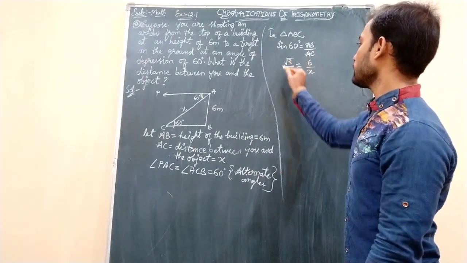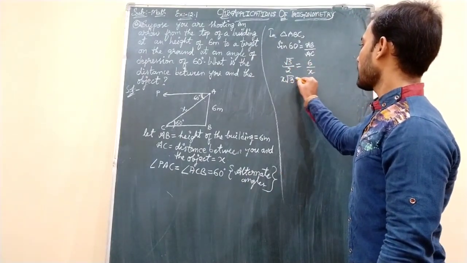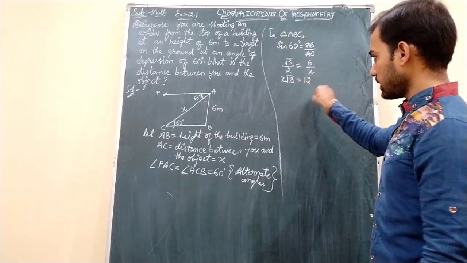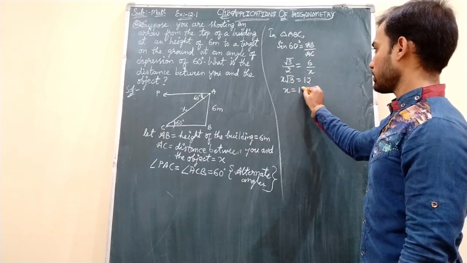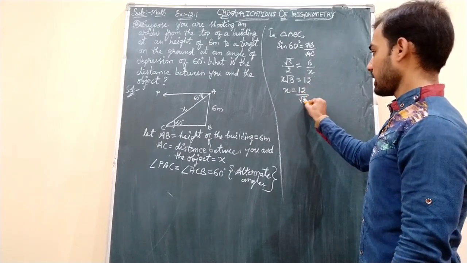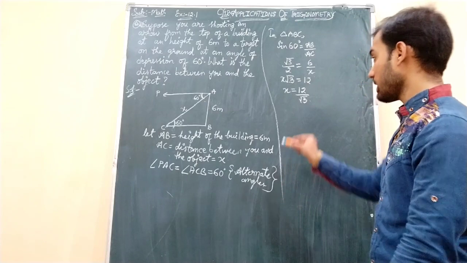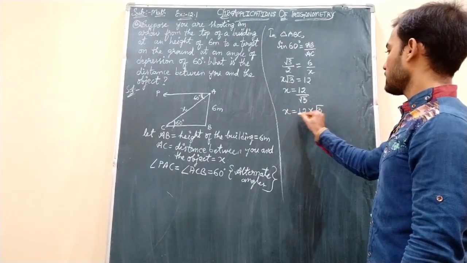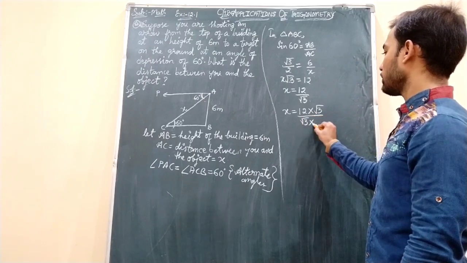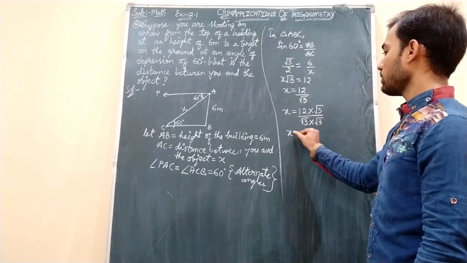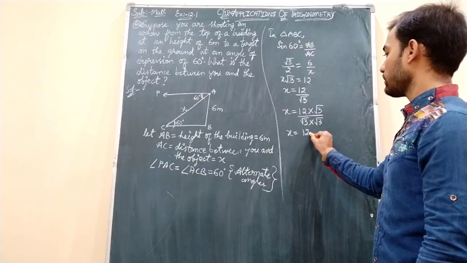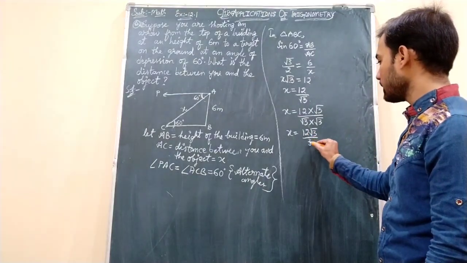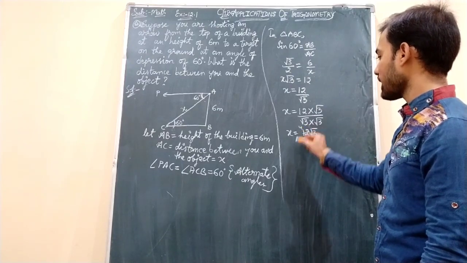Root 3 into X is X root 3, and 2 sixes are 12. Again transposing this root 3 from here to there, you will get X equals 12 divided by root 3. Again we got root 3 in the denominator, so rationalizing it, X equals 12 into root 3 divided by root 3 into root 3. So what will happen now? 12 into root 3 you will get as 12 root 3, and root 3 into root 3, as you know, you will get only 3. 3 ones are 3, 3 fours are 12, gets cancelled.